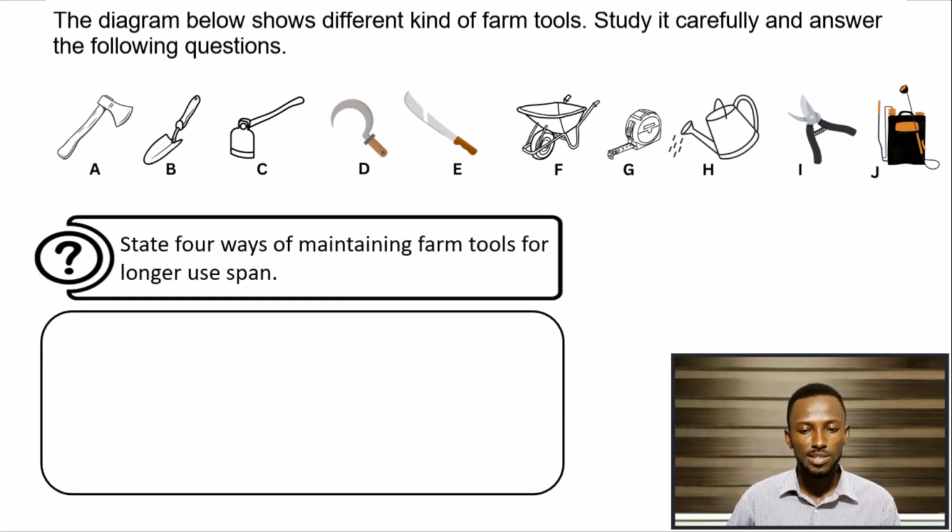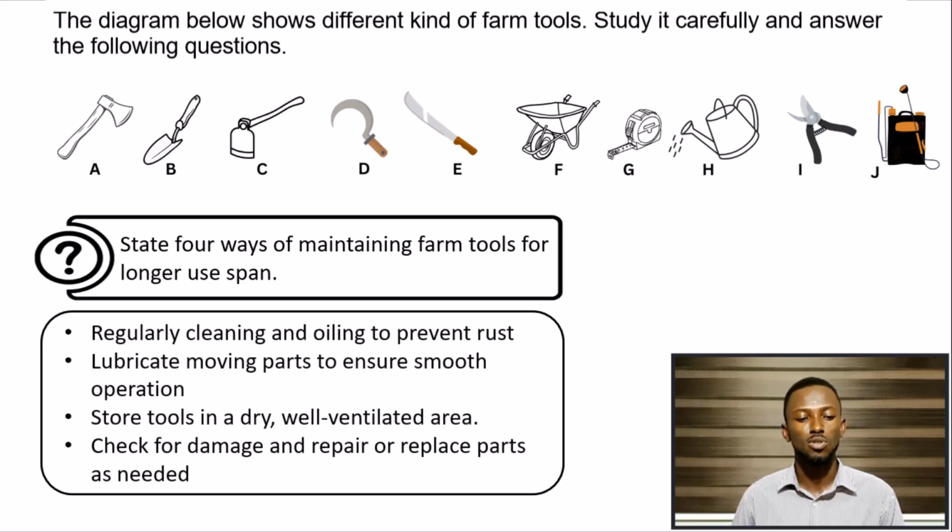Our next question, if not the last one, we have to state 4 ways of maintaining farm tools for longer use span. What are the ways for maintaining farm tools? Regular cleaning and oiling to prevent rust. That's one important part. And if the farm tool has moving parts, we also have to always remember to lubricate those moving parts to ensure smooth operation.